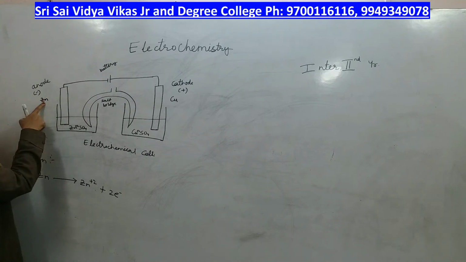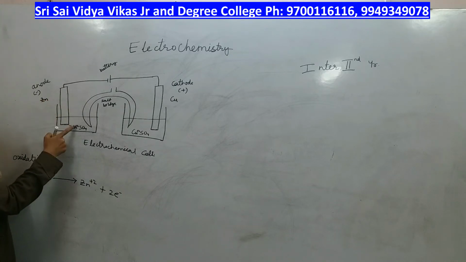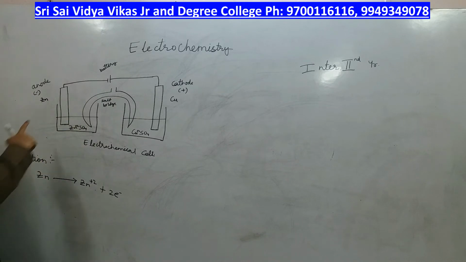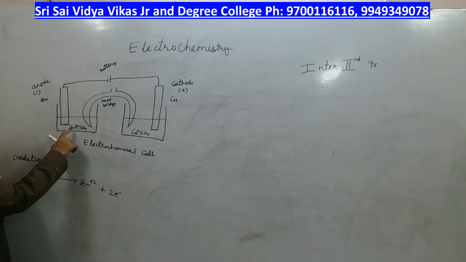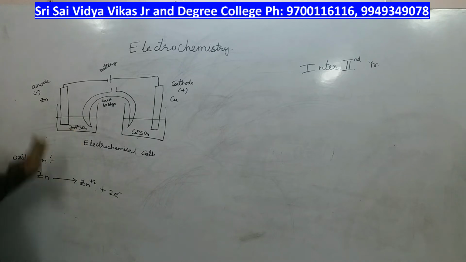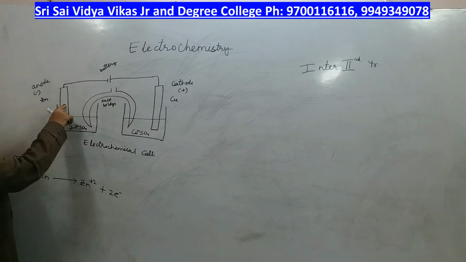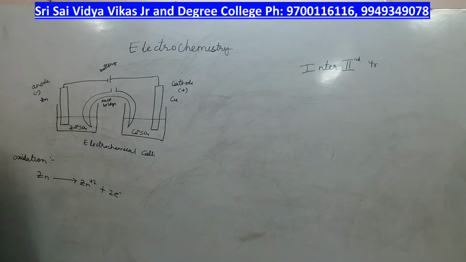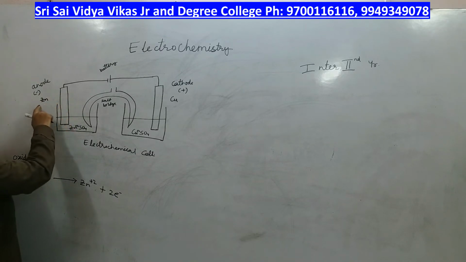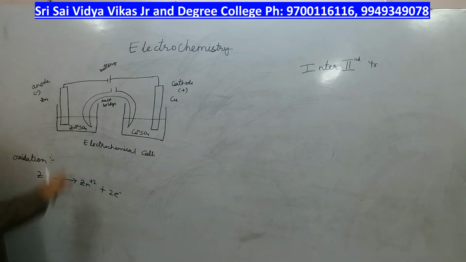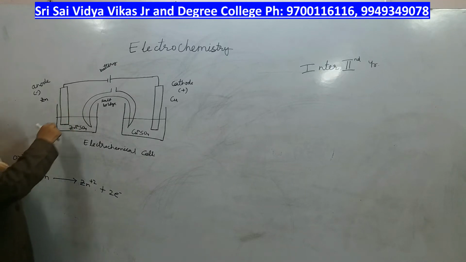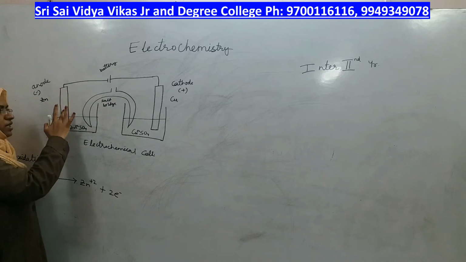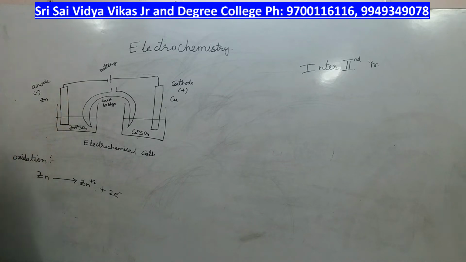The moment zinc gets converted into zinc ion, it comes back into the solution. Zinc atom is in the form of a solid, zinc ion is in the form of a liquid. So once zinc is converted into zinc ion, it cannot remain here. It goes into the solution and the electrons remain here only. One zinc atom falls down, then a second, then a third, in serial order. The electrons stay here, so the electrode is rich in electrons. The charge of the electron is negative, therefore the anode carries a negative charge.